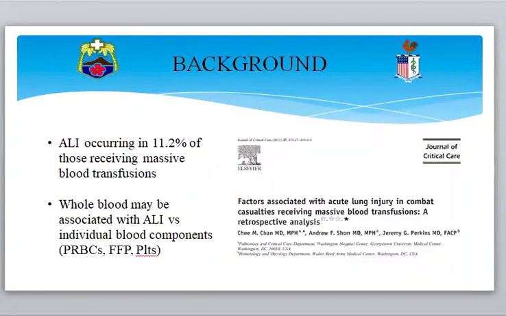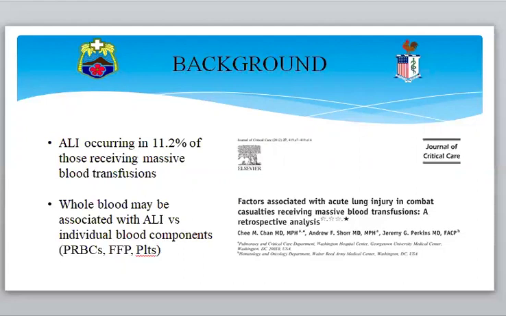However, unintended side effects of this transition towards blood products and whole blood may include an increase in acute lung injury. A 2012 retrospective analysis of patients undergoing massive blood transfusions at combat support hospitals found 11.2% with acute lung injury, and of those, 34.4% had received whole blood.